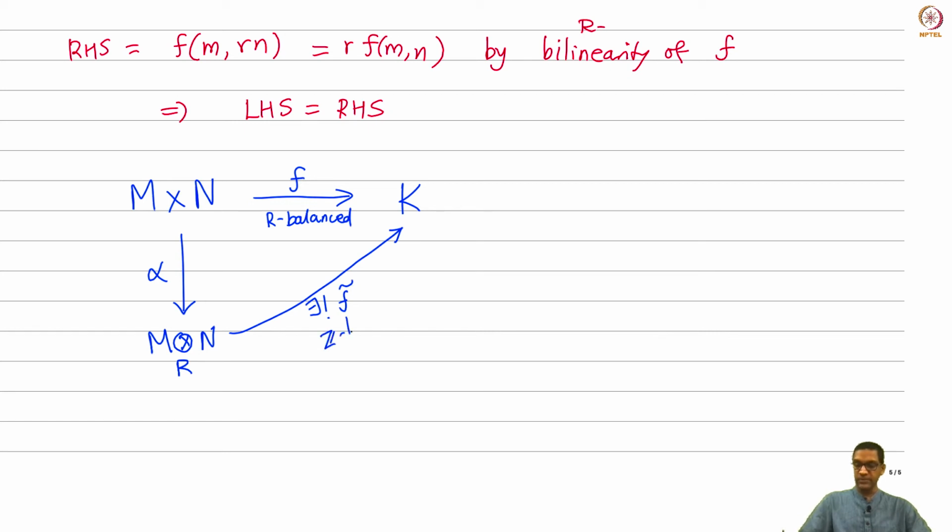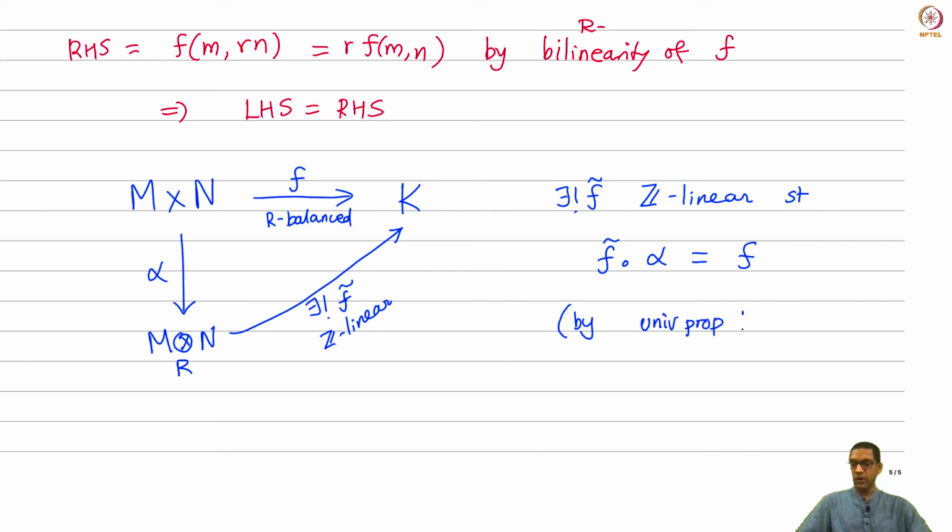And what sort of map is this? The usual universal property says f tilde is a Z linear map from M tensor N to K, and f tilde makes this diagram commute. So there exists a unique f tilde, Z linear as in the diagram, such that f tilde composition alpha is f. Okay, why is this? By the universal property that we already proved.